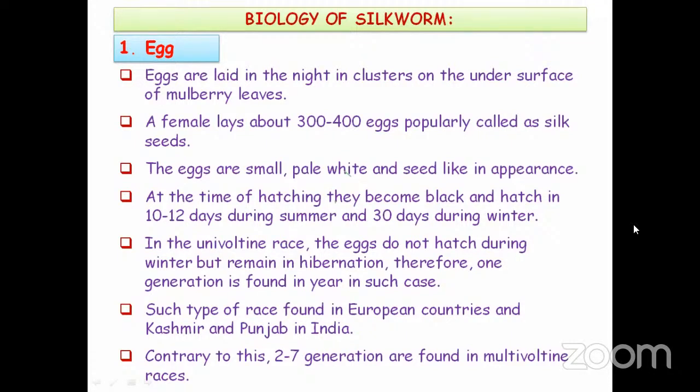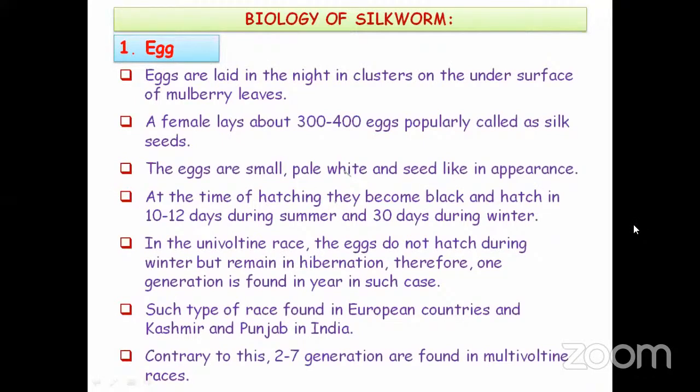In univoltine races, the eggs do not hatch during the winter, but they remain in hibernation. Therefore, one generation is found in a year in such cases. Such types of races are the European races. Contrary to this, 2 to 7 generations are found in multivoltine races.